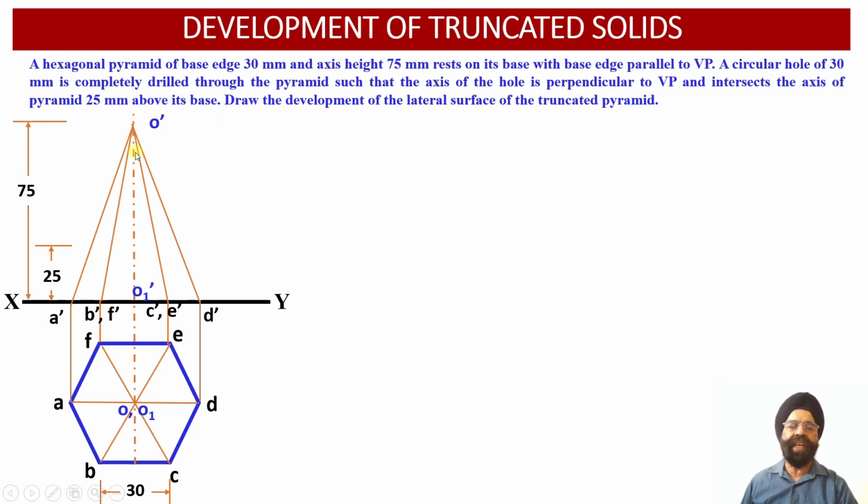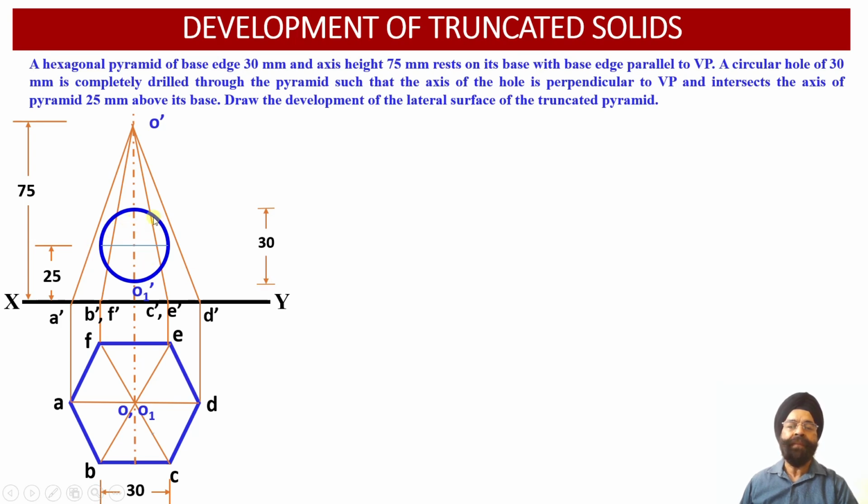So here we have the axis corresponding to this hexagonal pyramid, O dash O1 dash. Now once we measure this distance of 25 millimeter above the base, we are able to obtain the point of the center of the circular hole. Now we can check the diameter of this hole. It happens to be 30 millimeter.